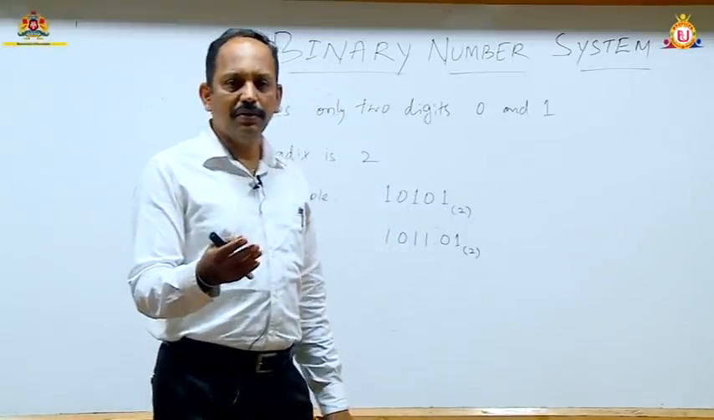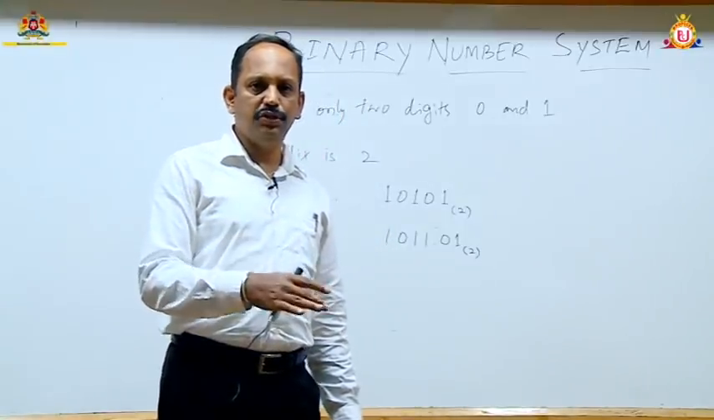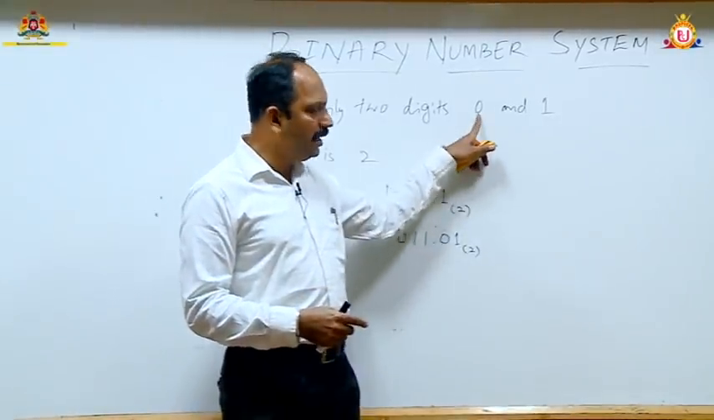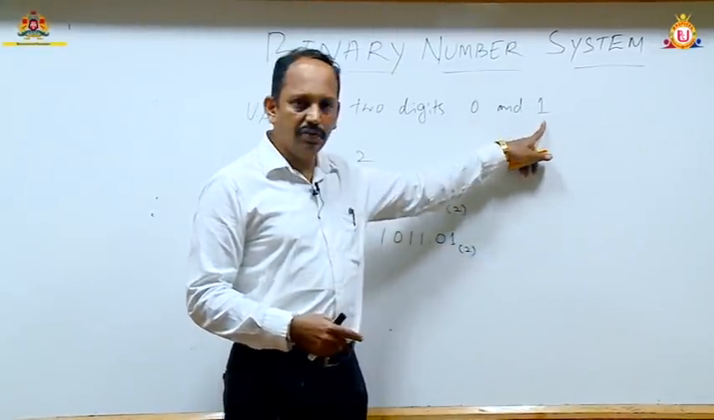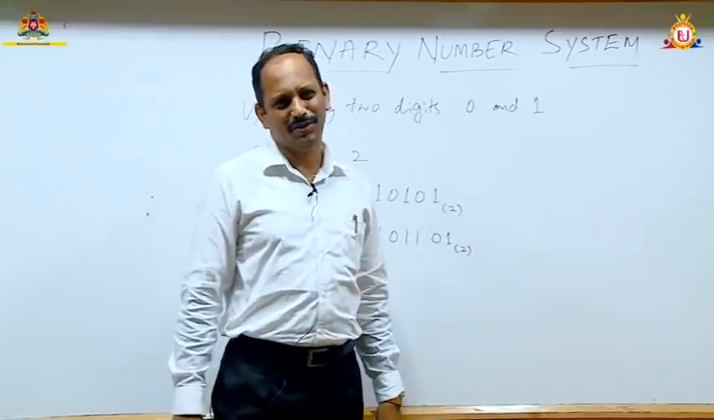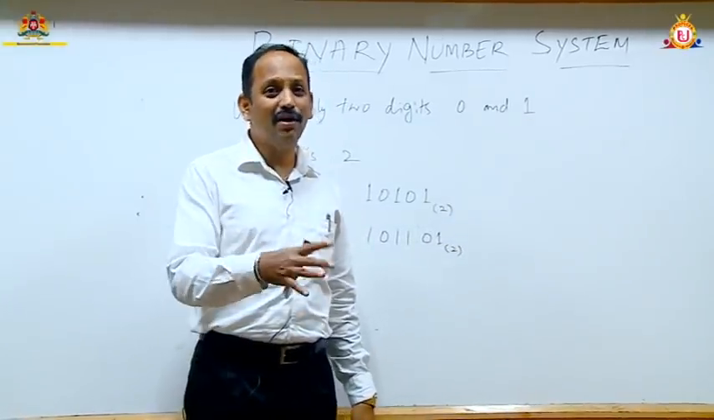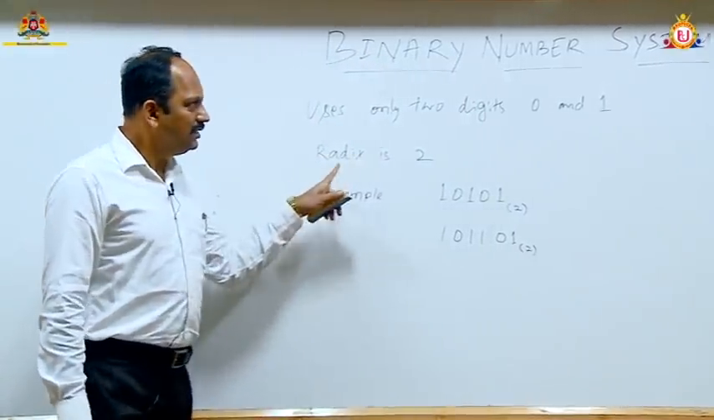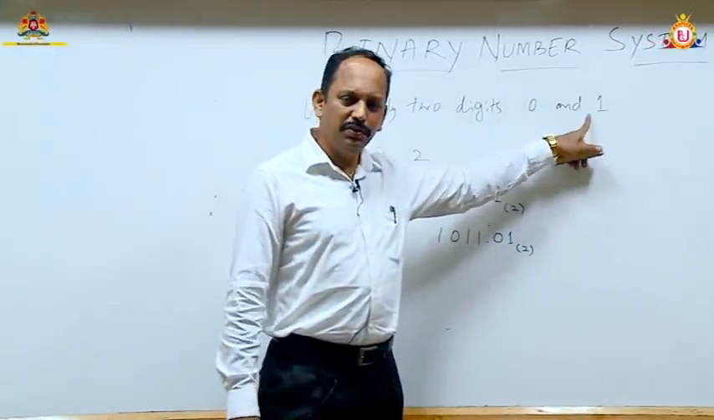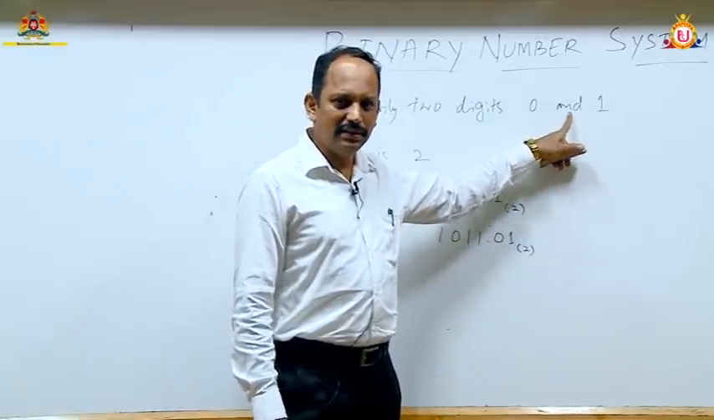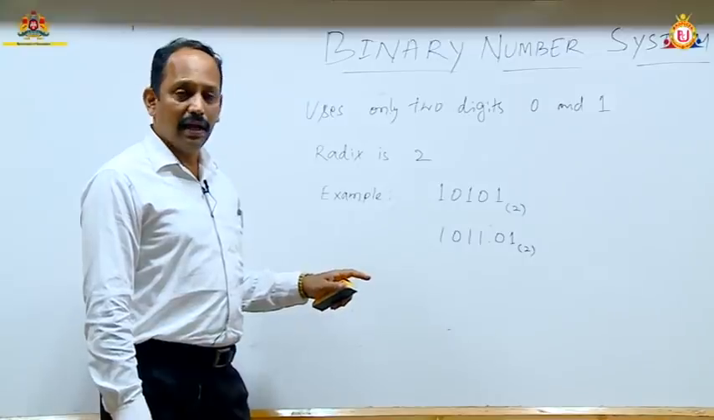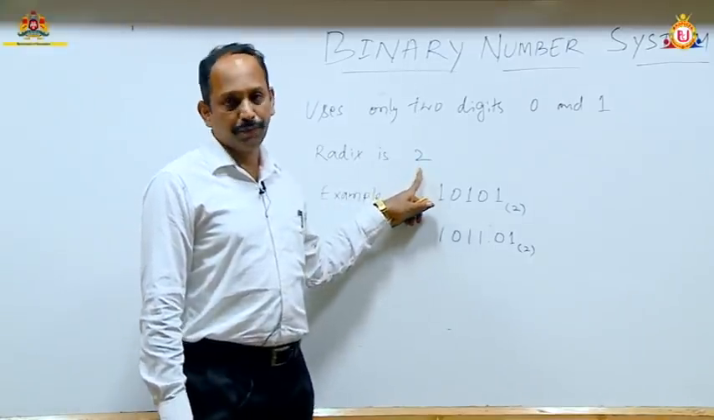Your digital computer can differentiate between these two states. Those two states are represented by these digits 0 and 1. Only two symbols are used. Therefore, it is called binary. Bi means two. Since there are only two symbols used in binary number system, its base of number system or radix is 2.